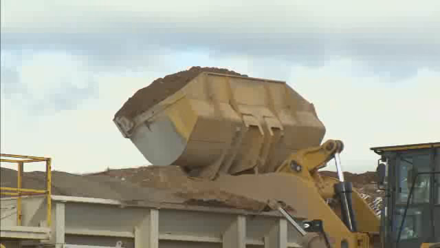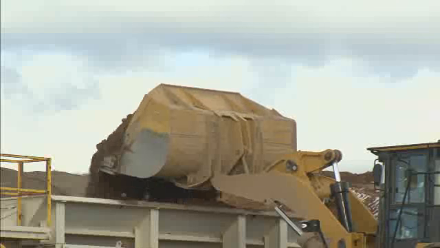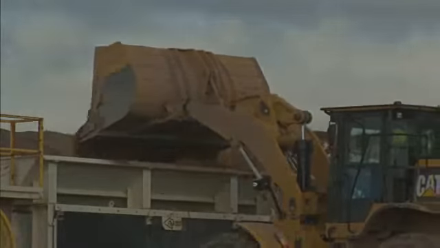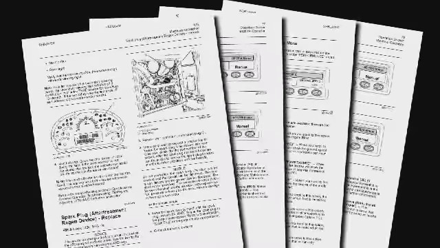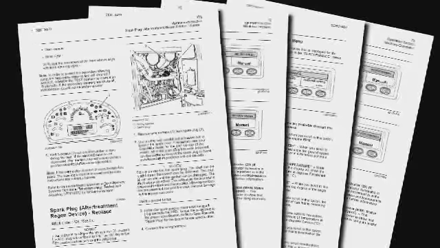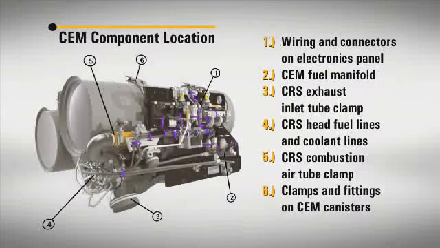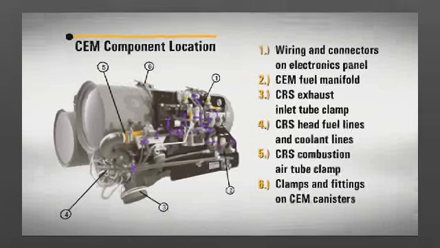While operating in automatic regen mode, there is no operator action required to initiate a regeneration cycle. Be sure to check your machine's operation and maintenance manual for the inspection points on the Clean Emissions Module. During your walk-around inspection, the various fittings, connectors, and clamps need to be inspected.